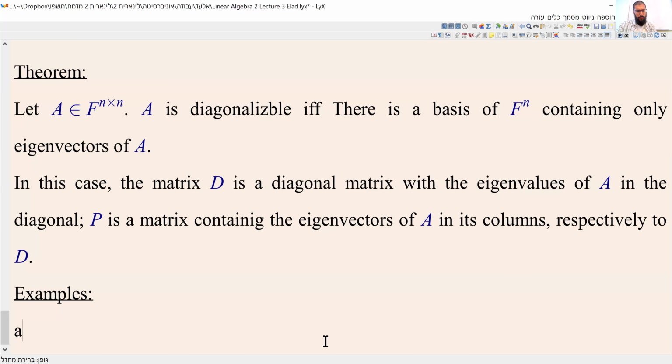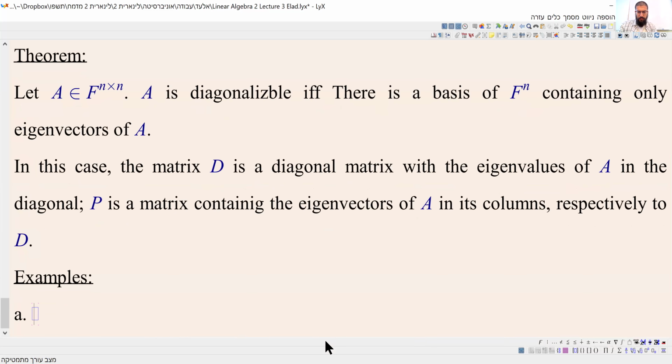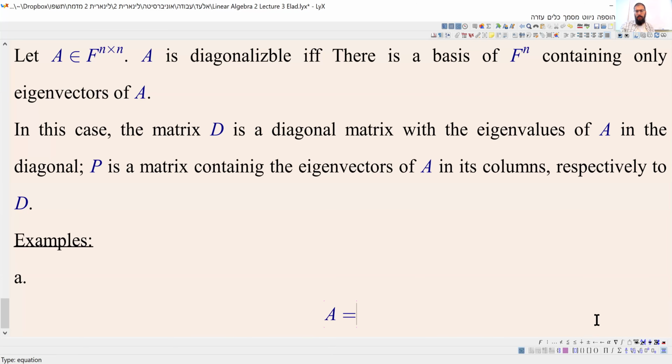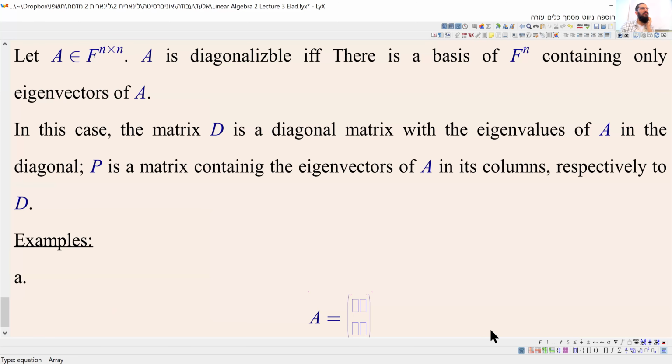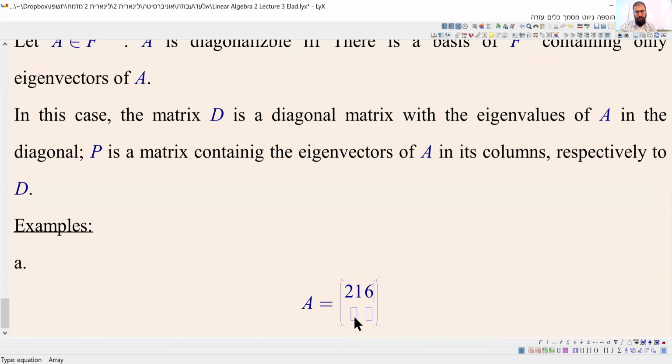Let's start with A, the numbers you love. 1, 6 and 0, 7. Let's just be one. All right. So this is A.